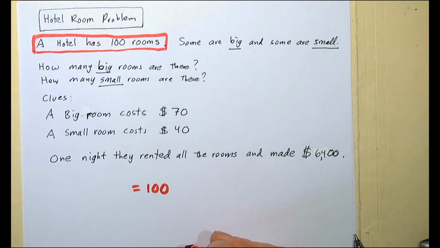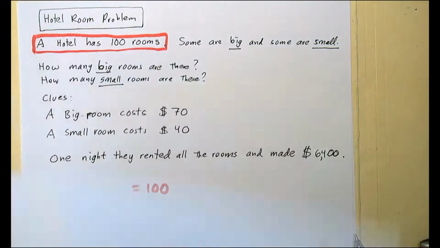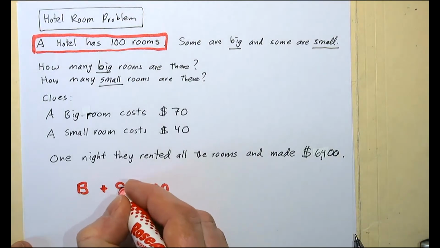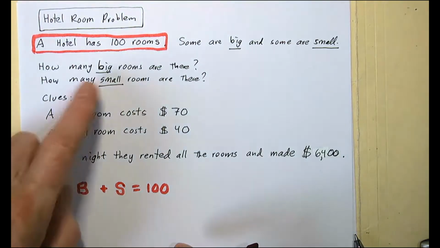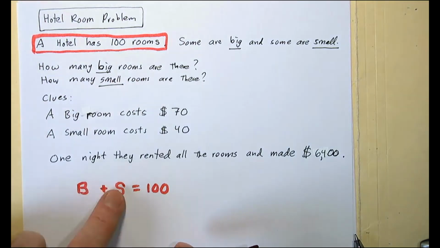What adds up to 100? We're right up here at the top area. Some are big, some are small. There's big rooms and small rooms. So why don't we use B for big and S for small? Now, if you use an S, make sure it doesn't look like a 5. You might even want to use M for mini room or L for little room. But big rooms plus small rooms is 100.